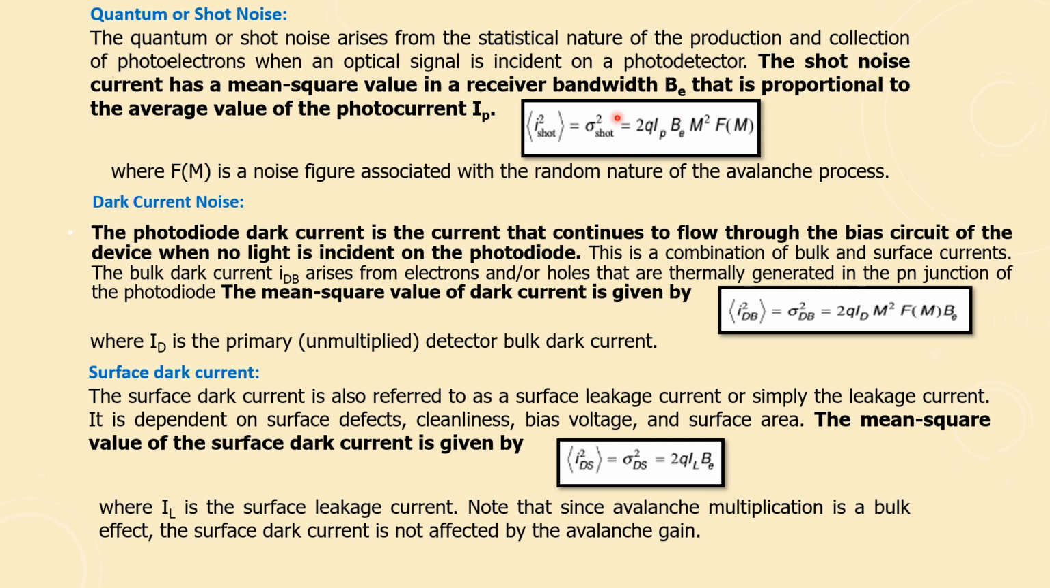So first of all, this quantum or shot noise can be calculated just by substituting the photocurrent IP. In a similar way, the dark current noise is calculated by substituting the dark current ID. And now the surface dark current can be calculated by using the leakage current IL. This IL is nothing but surface leakage current, expressed in terms of L. So by using this formula we can find the surface leakage.